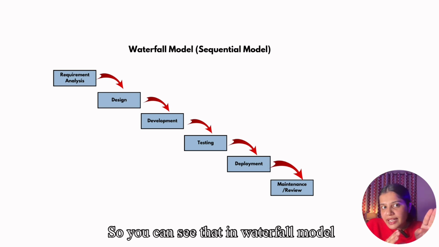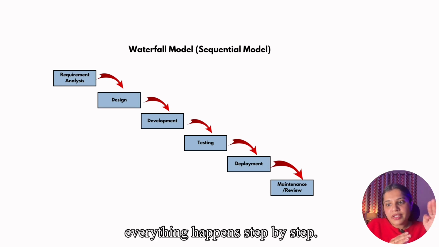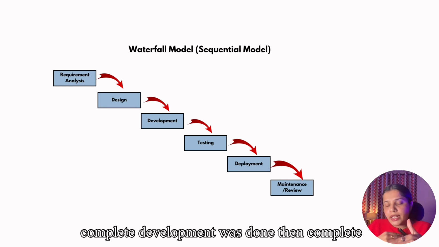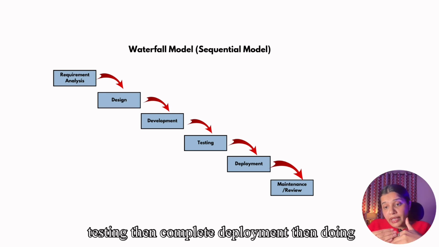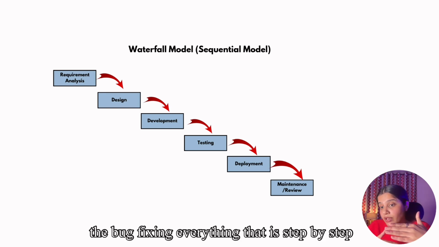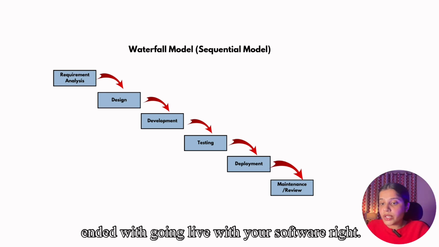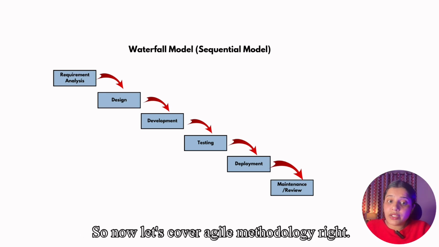You can see that in the waterfall model, everything happens step by step, right? Complete development was done, then complete testing, then complete deployment, then the bug fixing, everything step by step. You started creating the software and you ended with going live with your software, right? So now let's cover agile methodology, right?